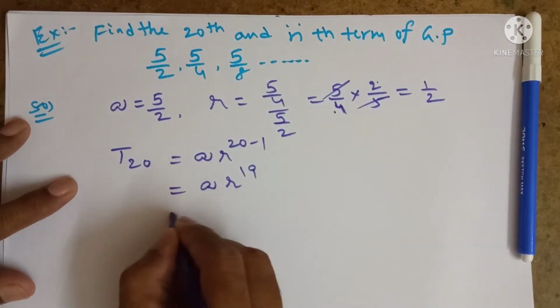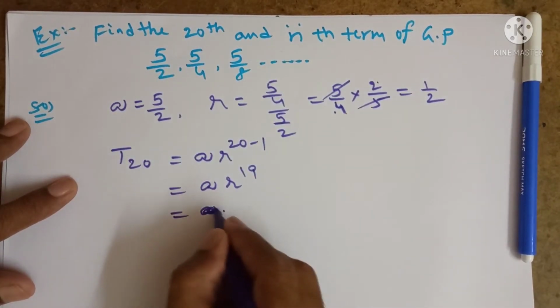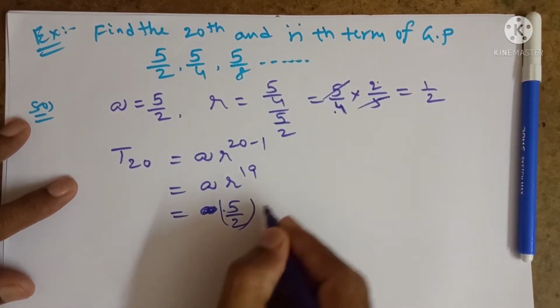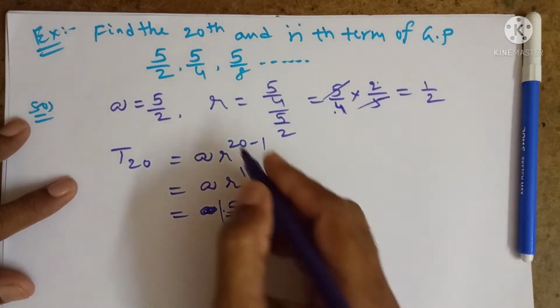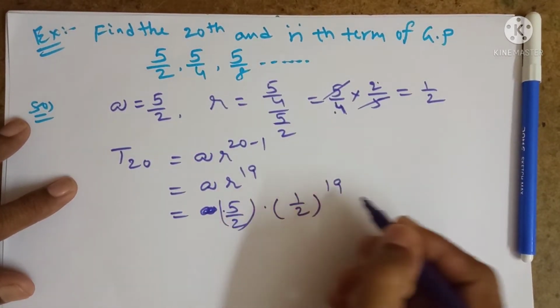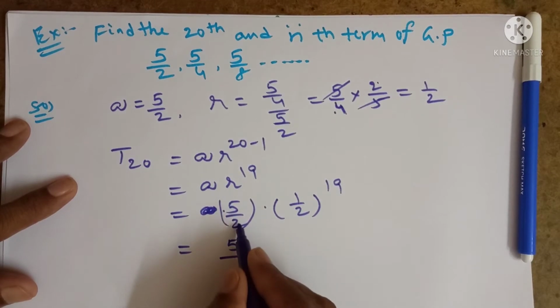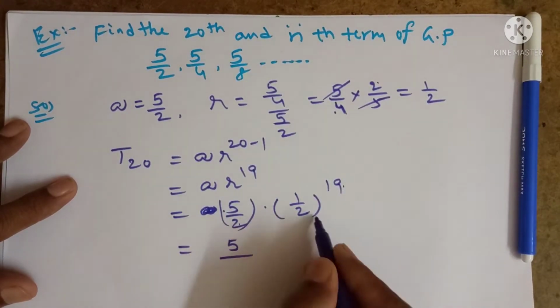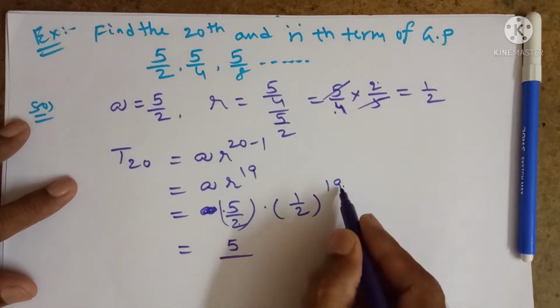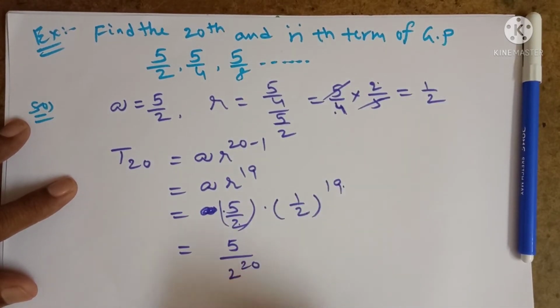This is equal to A, which is 5 by 2, into R, which is 1 by 2, whole power 19. This is equal to 5 by 2 into 2 power 19. Bases are equal, powers add: 2 power 1 and 2 power 19 give 2 power 20.